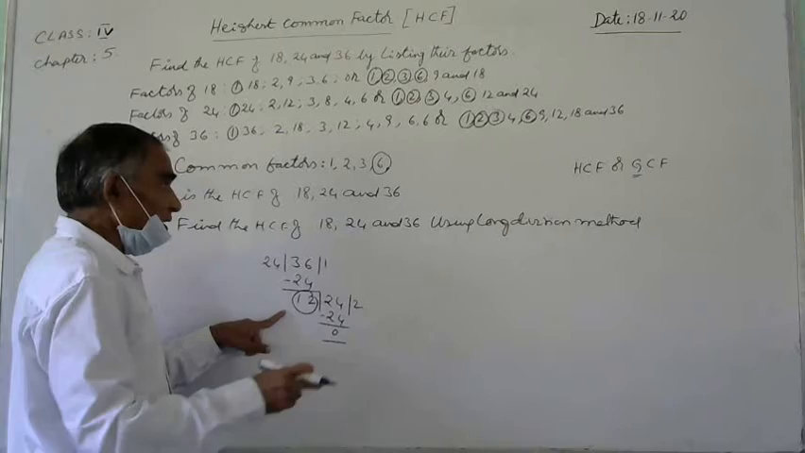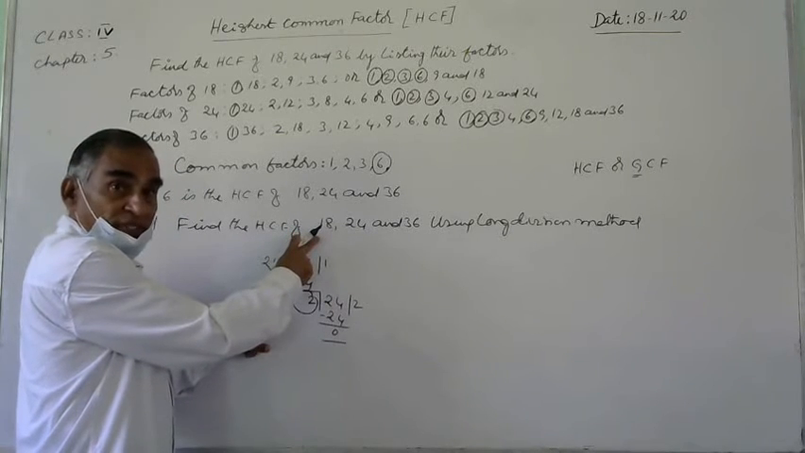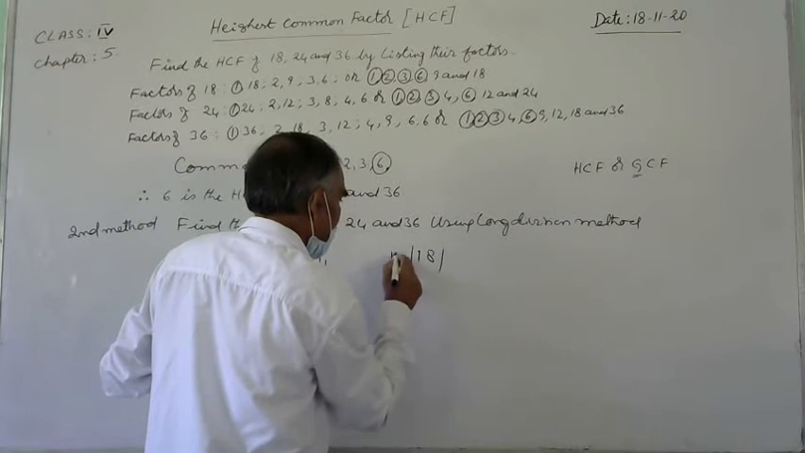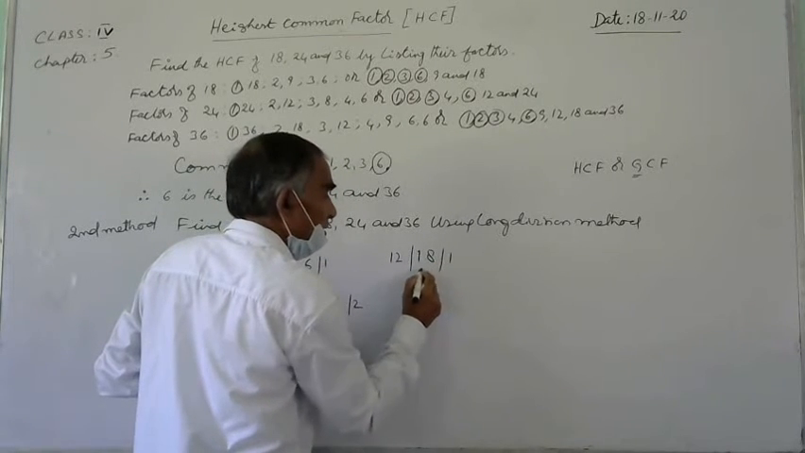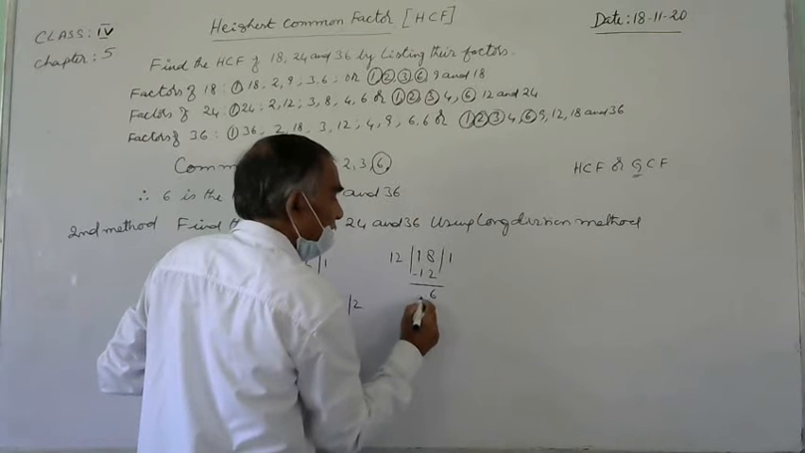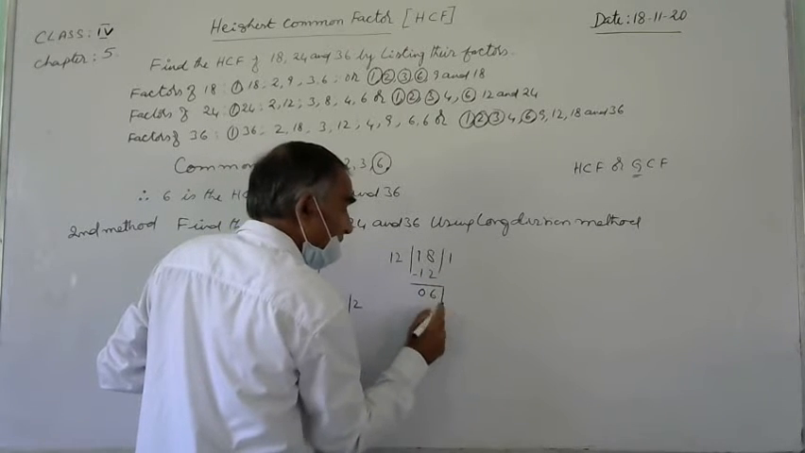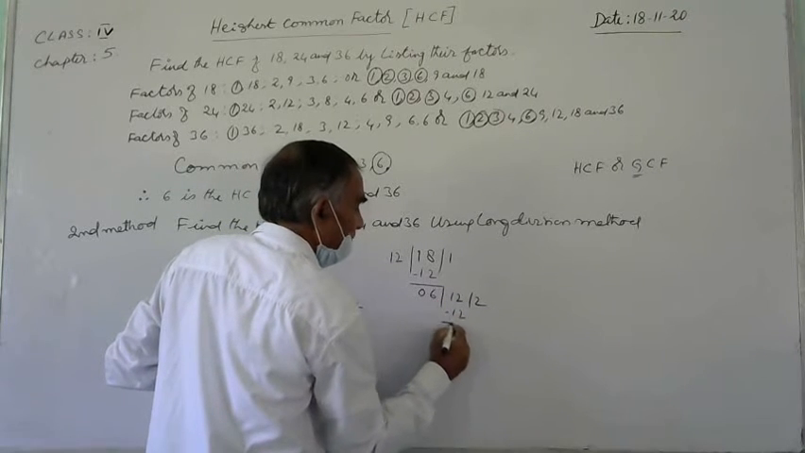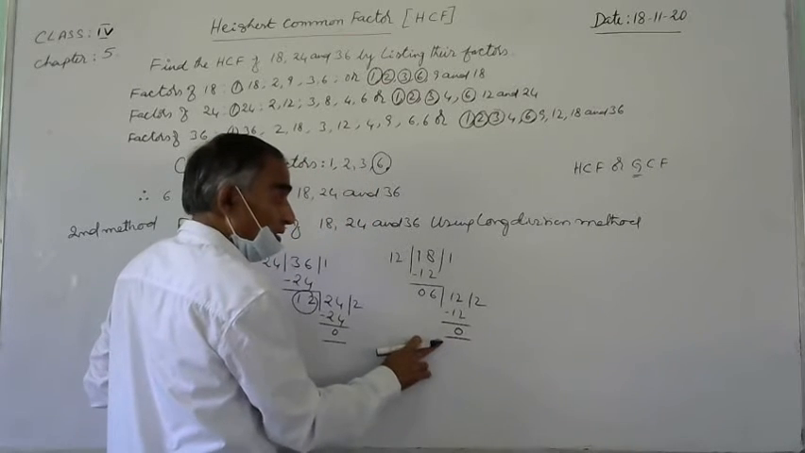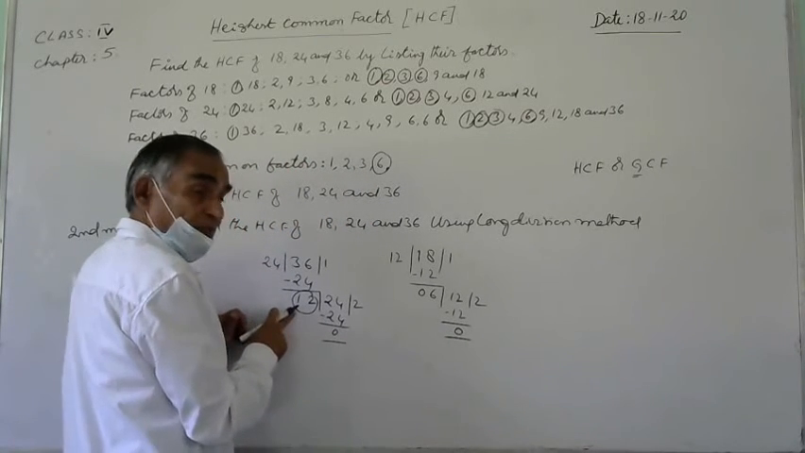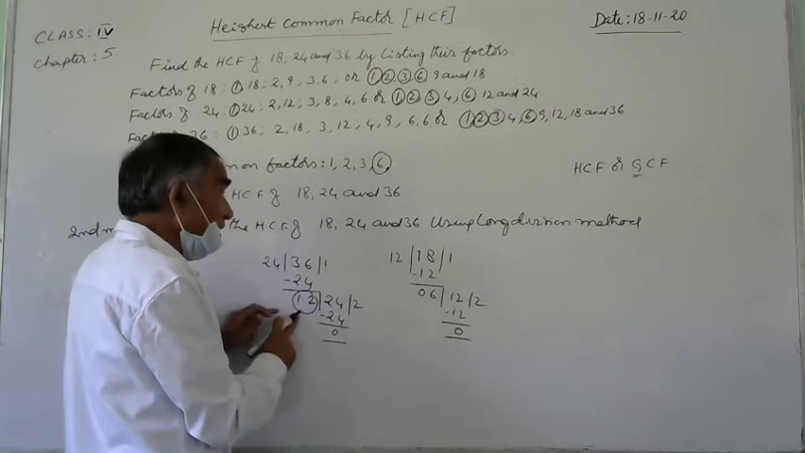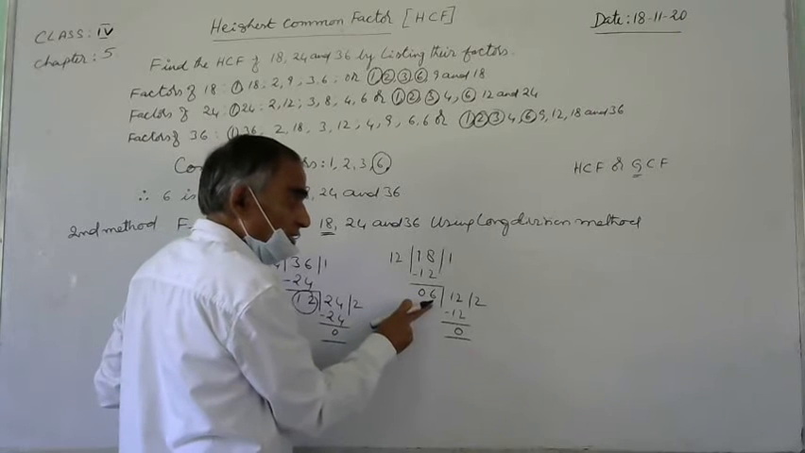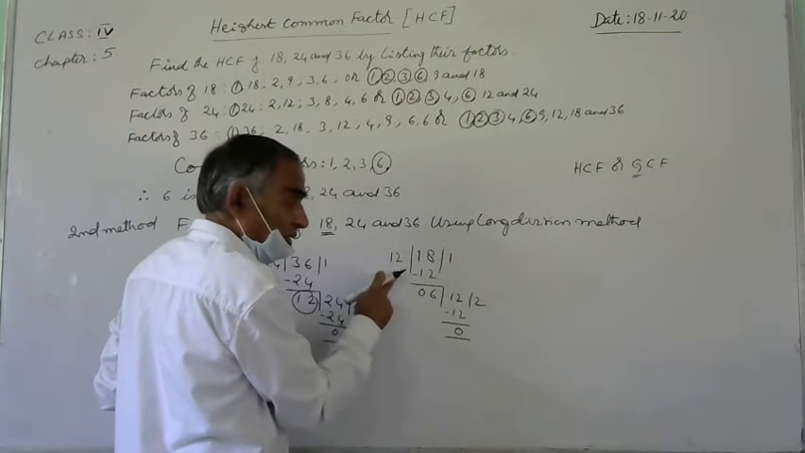Means ये 12 से, the remaining number और एक नंबर बचा हुआ है, 18. 18 को 12 से, 12 ones are 12, remainder 6. फिर ये 6 से ये 12 को डिवाइड करो, 6 2s are 12. अब आपको 0 रिमाइंडर मिला 6 से.